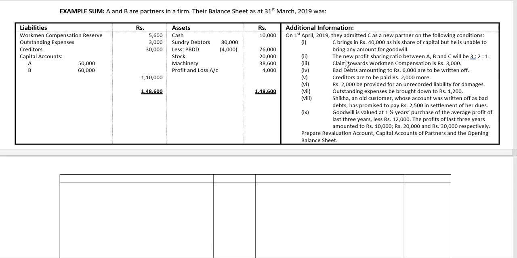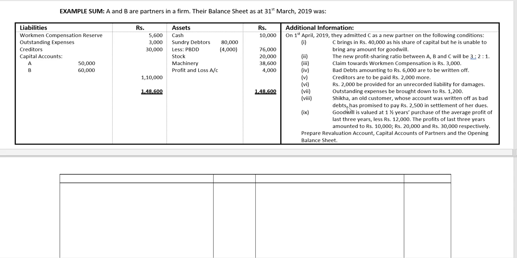Point 2, the new profit sharing ratio between A, B and C will be 3:2:1. Point 3, claim towards workman compensation is rupees 3,000. Point 4, bad debts amounting to rupees 6,000 are to be written off. Point 5, creditors are to be paid rupees 2,000 more. Point 6, rupees 2,000 be provided for an unrecorded liability for damages. Point 7, outstanding expenses be brought down to rupees 1,200.